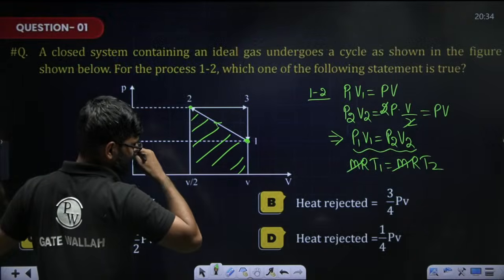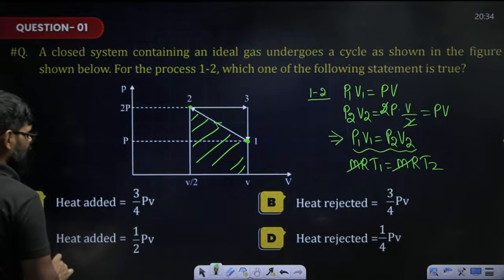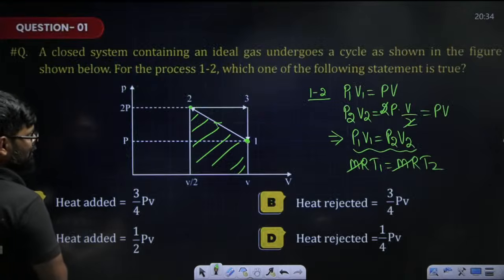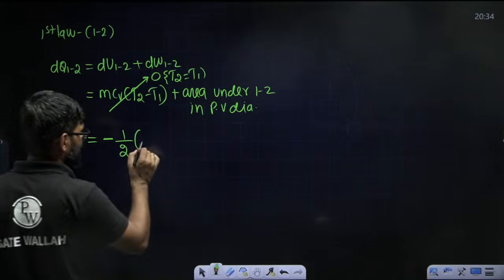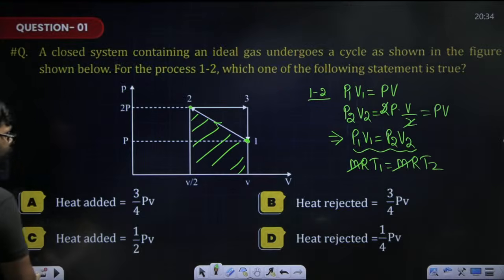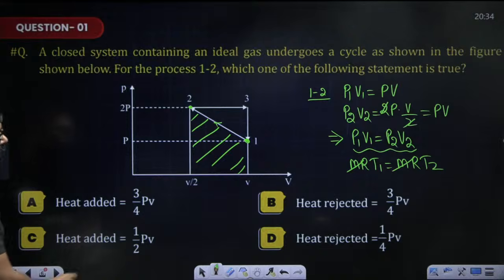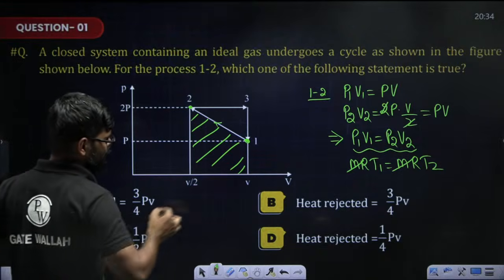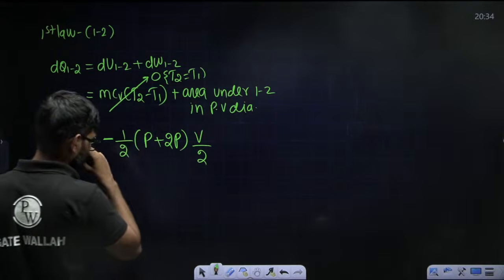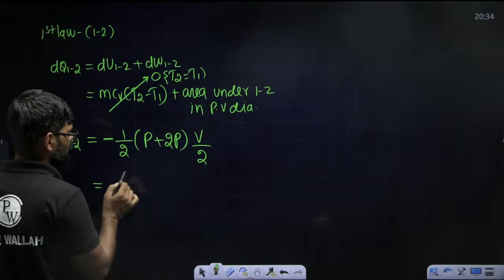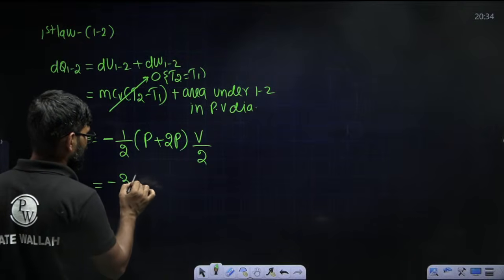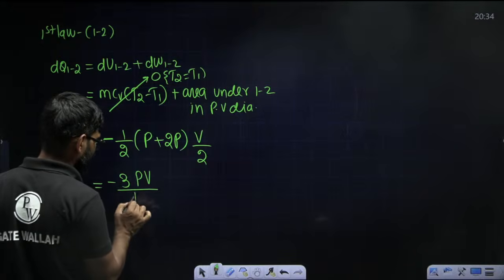This is a trapezium. Trapezium area is half the sum of the parallel sides, P plus 2P, into this value, that is V by 2. So you will get how much? Minus 3PV by 4.